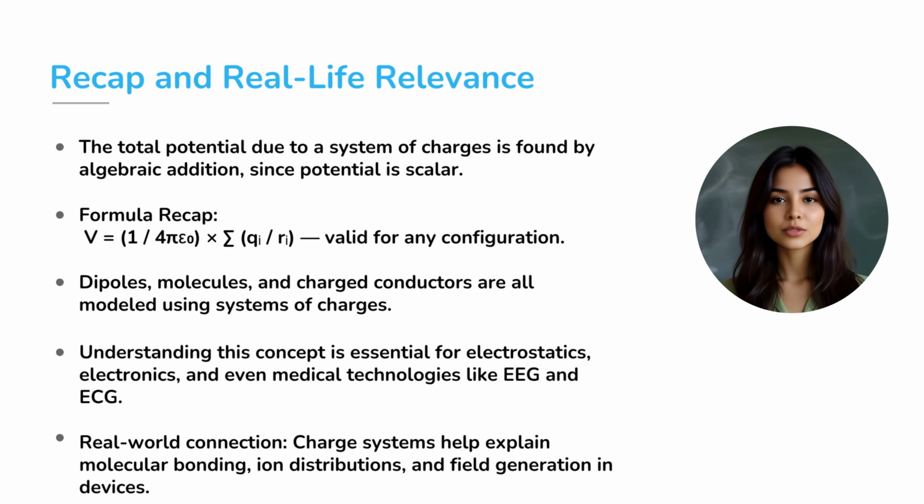Let's quickly revise what we've learned about the potential due to a system of charges. First, electric potential is scalar, so we can directly add contributions from multiple charges using the superposition principle. The general formula is V equals 1 by 4 pi epsilon naught multiplied by the summation of Qi over Ri, where each Qi is a point charge and Ri is its distance from the observation point. This formula holds no matter how many charges we are dealing with or where they are located. We also saw that dipole potential is a special case of this general formula, and the idea of equipotential surfaces helps us visualize complex field interactions.